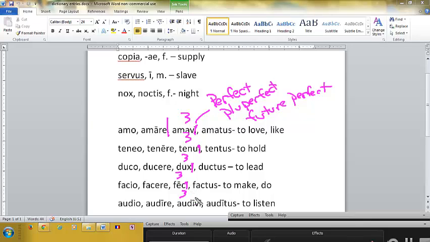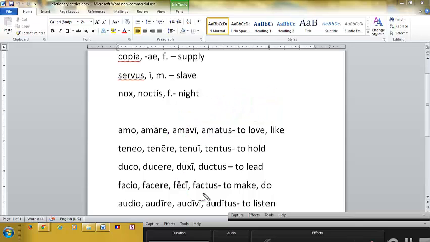And then the fourth principal part, which again, you don't really need to know right now, is the perfect passive participle, and it just means having been verbed, right? So amatus would mean having been loved or liked. Tentus would mean having been held. Ductus would mean having been led. Factus means having been made or done. That's where we get the word fact, because it's something that's having been done. And then auditus means having been heard.